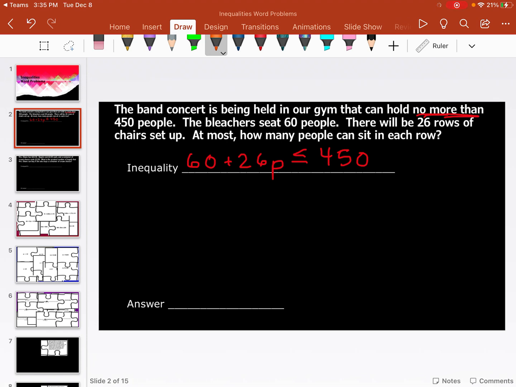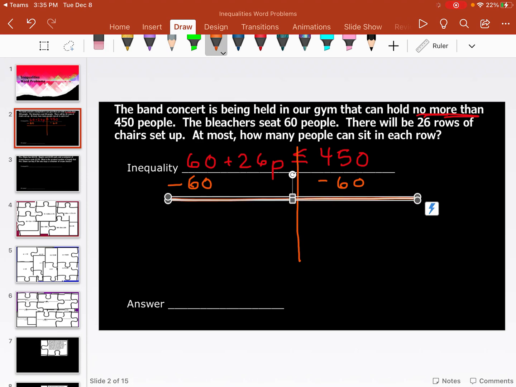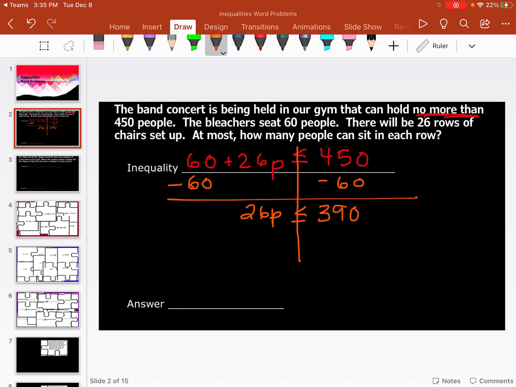So now that we've set up our inequality, we're going to just solve like we normally would. So we're going to subtract 60 on both sides first. When we do that, we get 26P is less than or equal to, and then 450 minus 60 is going to give us 390. Okay, the last step here would be to divide by 26 on each side, which is going to leave us with P is less than or equal to 390 divided by 26.